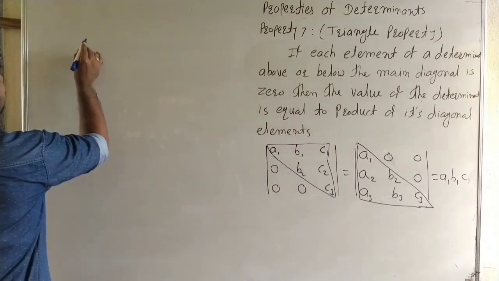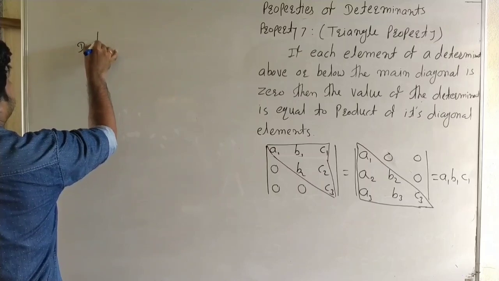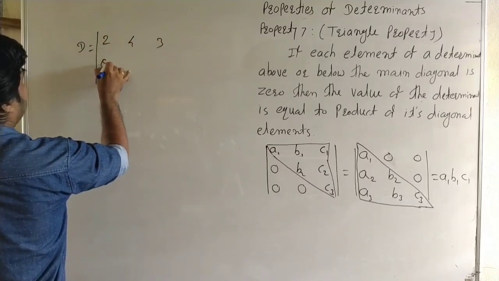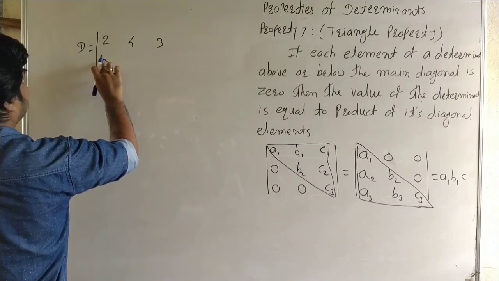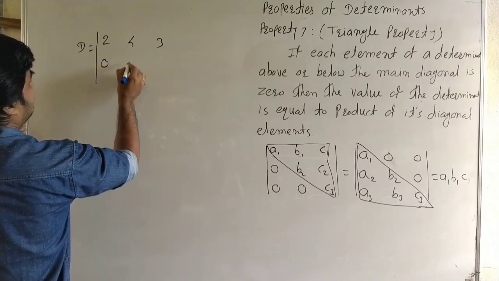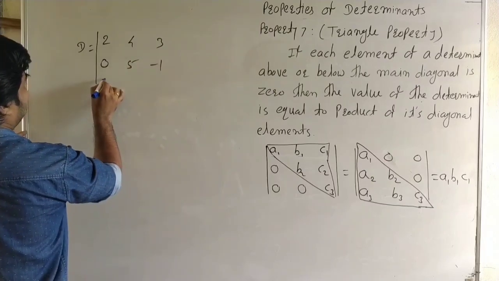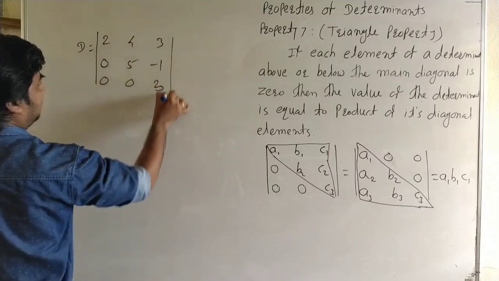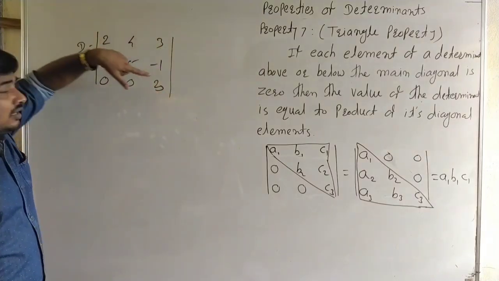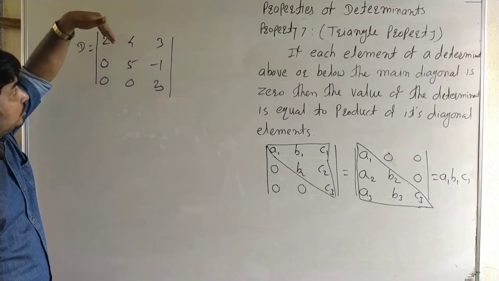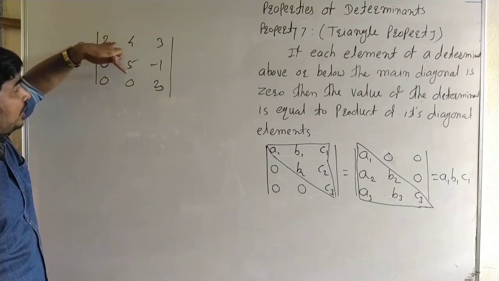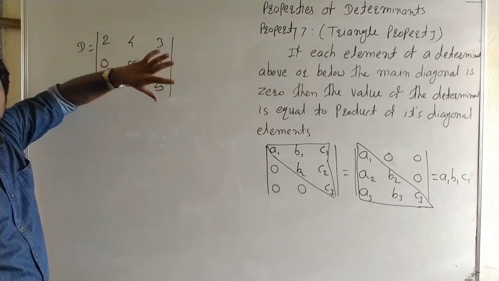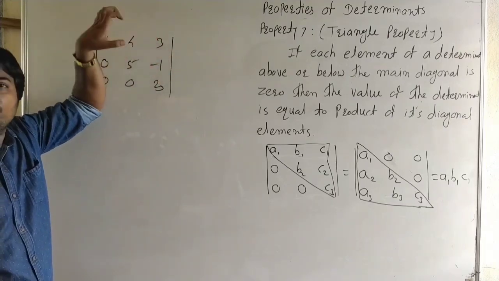Here we can check by one example. Suppose this is D: 2, 4, 3, 0, 5, minus 1, 0, 0, 2. Suppose we write 3 here. Now, it is upper triangular. So the value of this determinant is 2 into 5 into 3. 2 into 5 is 10, and 10 into 3 is 30. We can directly write the value of this determinant.